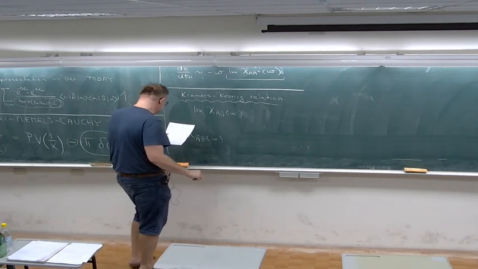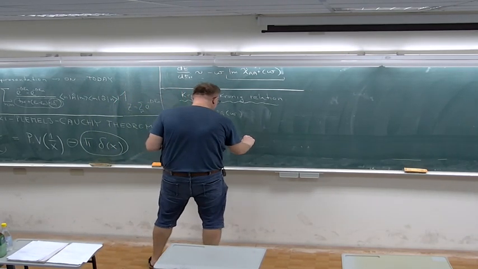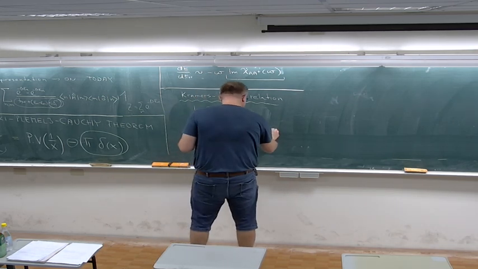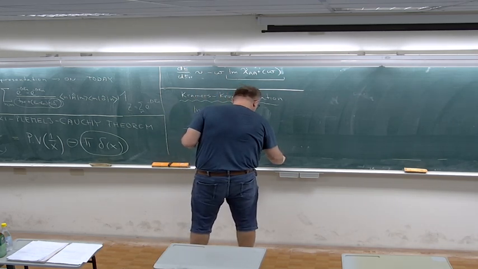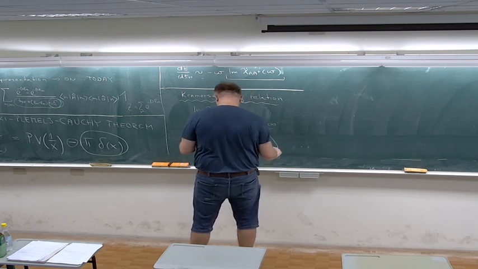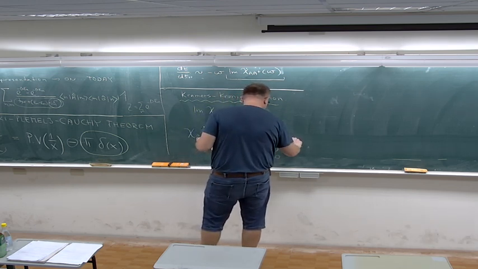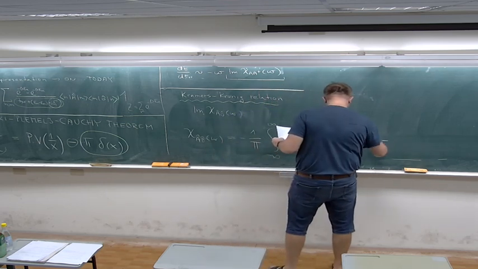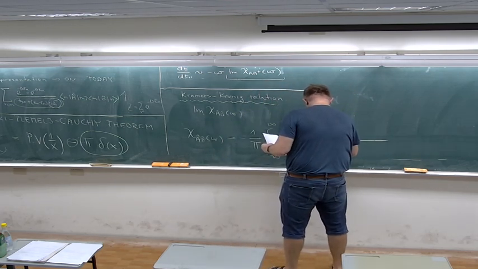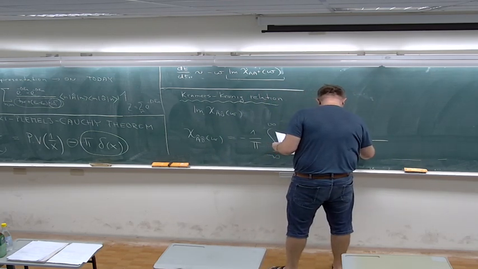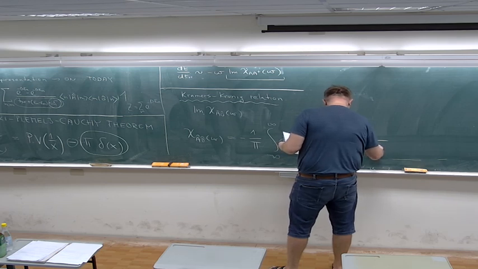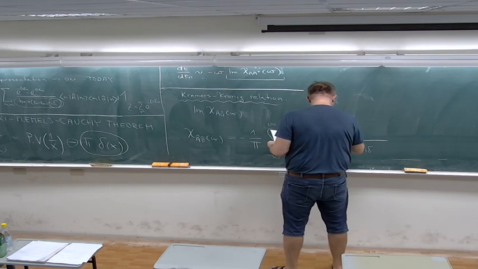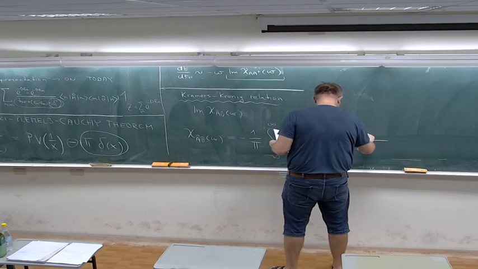The real part of Chi(omega) is equal to minus 1 over pi, P, the principal value integral from minus infinity to infinity d omega prime, where omega prime is the integration variable, of 1 over omega minus omega prime plus i delta, times the imaginary part Chi'' of omega prime.